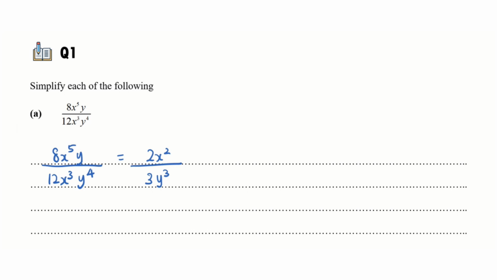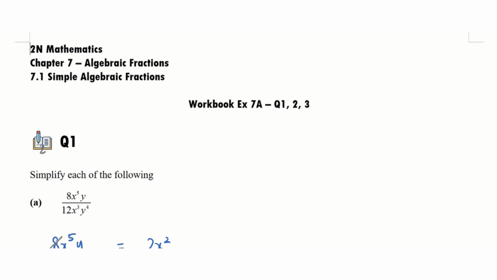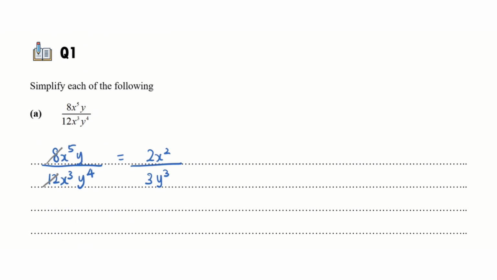In 8 over 12, we could actually use our calculator to simplify 8 over 12. But anyway, the common factor is 4, so that will give us 2 over 3. So we will get 2 here and 3 here.